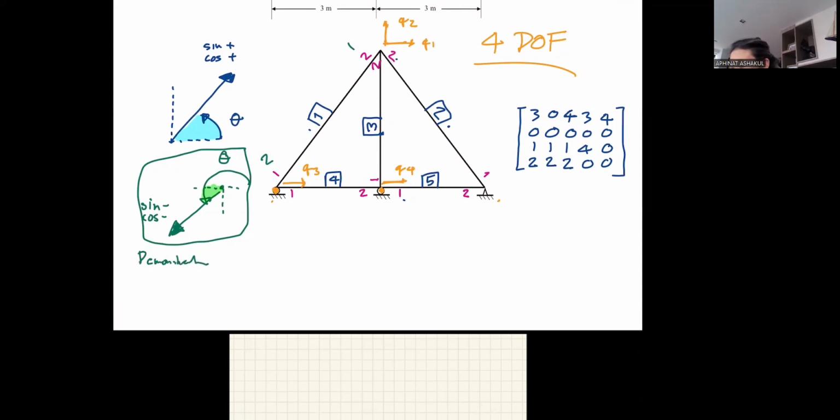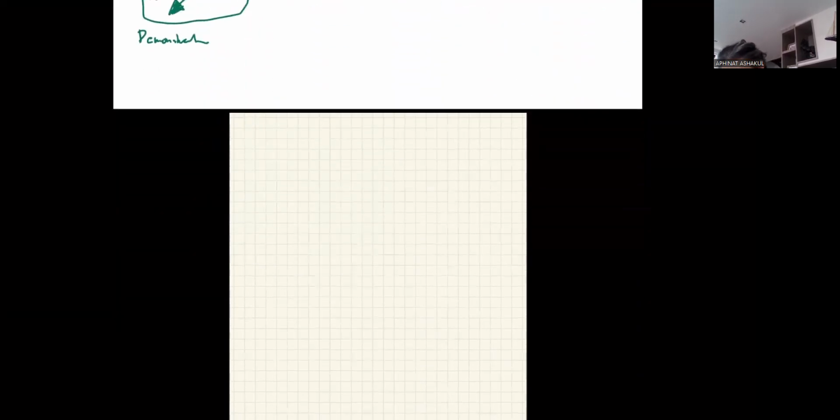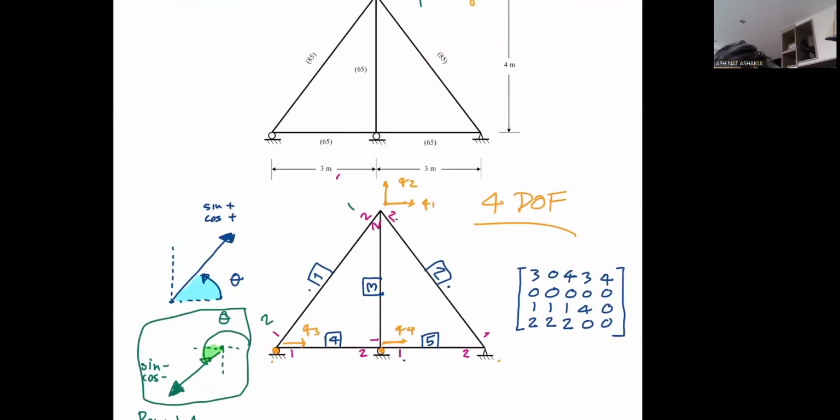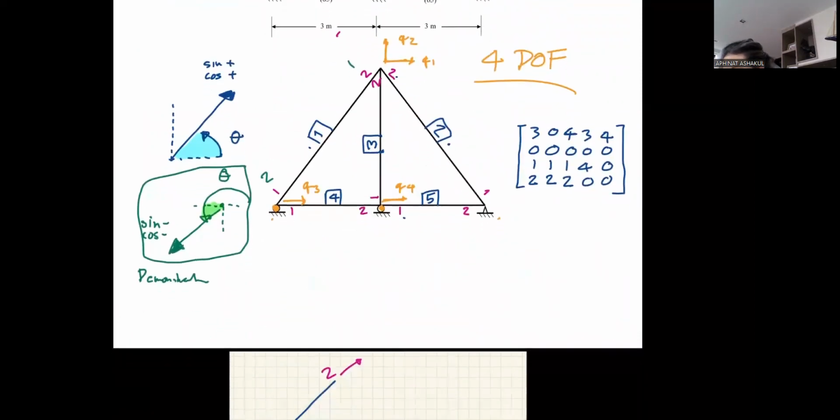So we're going to look at member number 1 with local node 1, 2, just like that. Here is local node 1, 2. That means this is the orientation of your member, and that is the theta. That's 3, 4, 5. So it's a famous 3, 4, 5 triangle.